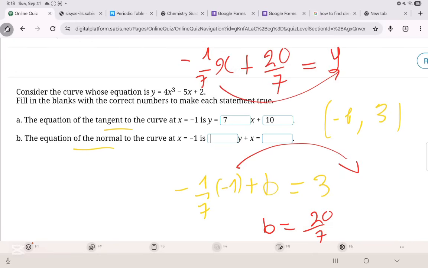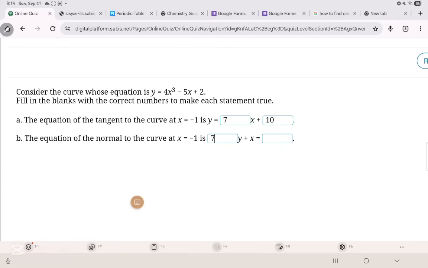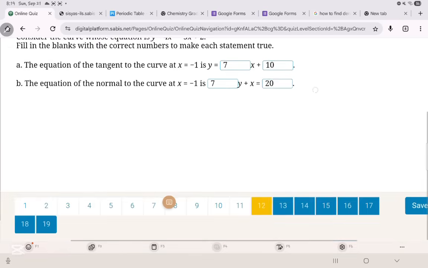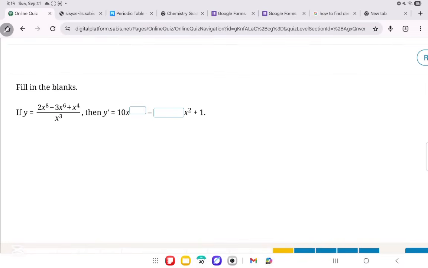They said, let's move this to the other side. What do we get? We get 20 over 7 is equal to y plus 1 over 7x. Now let's multiply everything by 7, right? Why? Because they want the coefficient of x to be 1. So let's multiply everything by 7. When we multiply everything by 7, it will become 1x plus 7y is equal to 20. So it's going to be 1x plus 7y is equal to 20. Let's move on now to question number 13. Okay, this is relatively easy compared to what we've been doing before.